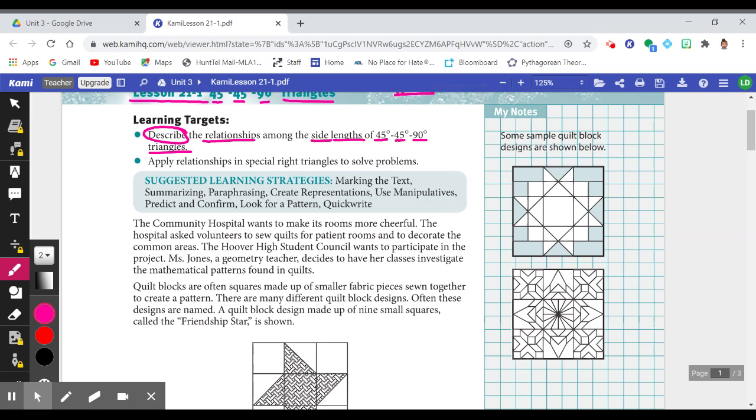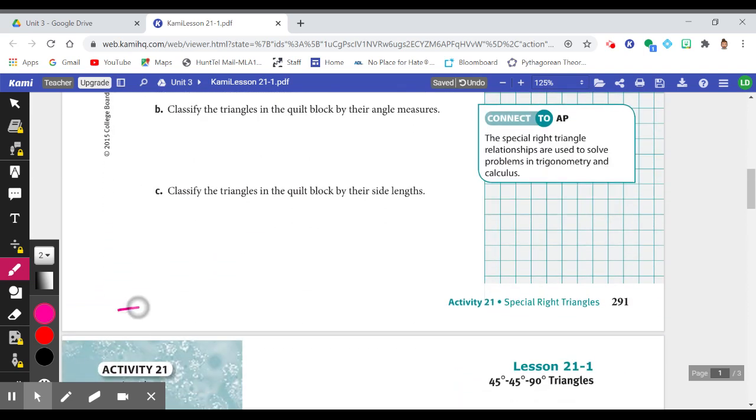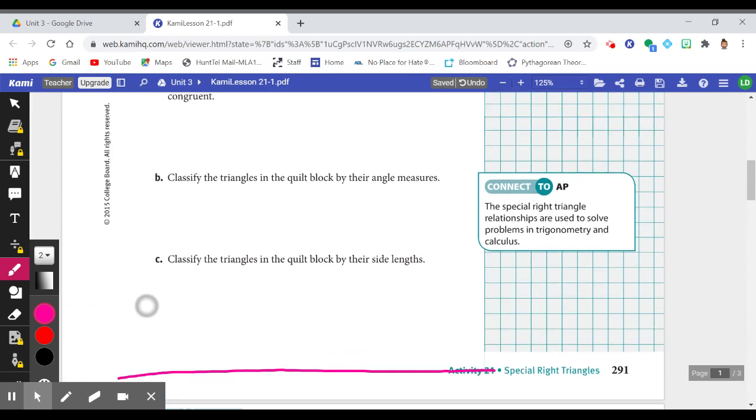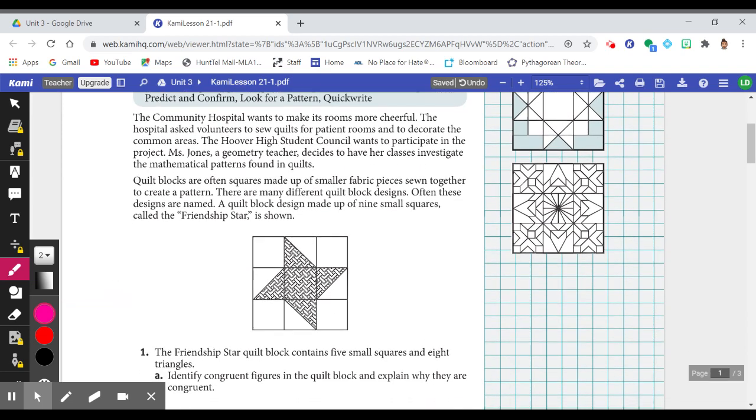Once we describe those relationships, we will then apply those relationships in special right triangles to solve problems. So once we figure out what the relationship is, we're going to start solving problems, for the most part, finding missing sides of these special right triangles. So without further ado, if you would draw a line below 1C, we're going to chunk item 1A through C together. So go and pause the video, read the text here, a unique idea, before playing through.